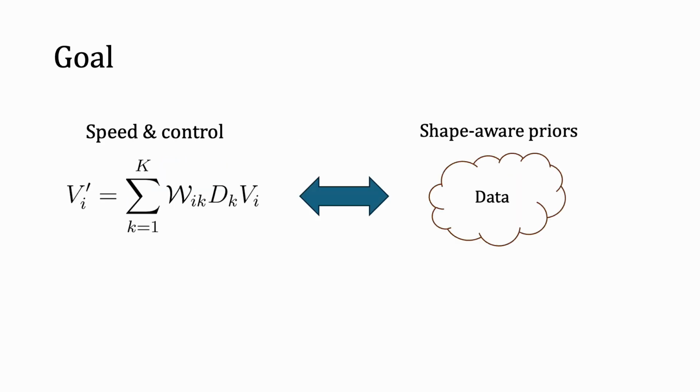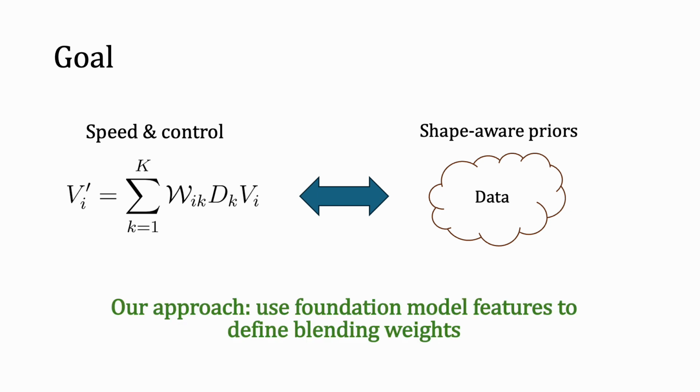So our goal in this work is to marry the advantages of both methods, the speed and control from classical linear blending, and the shape-aware priors from data. And our simple insight to achieving this is to use foundation model features to define the blending weights matrix in the linear blending equation.